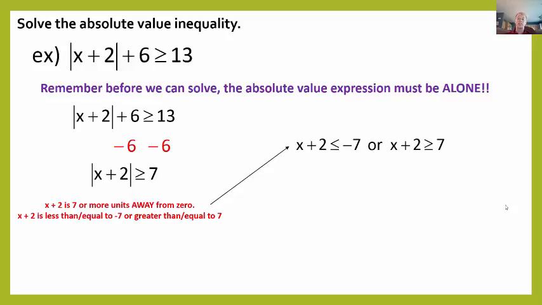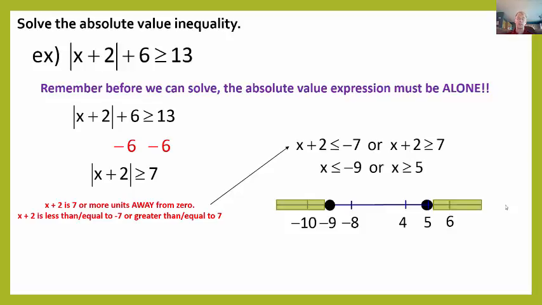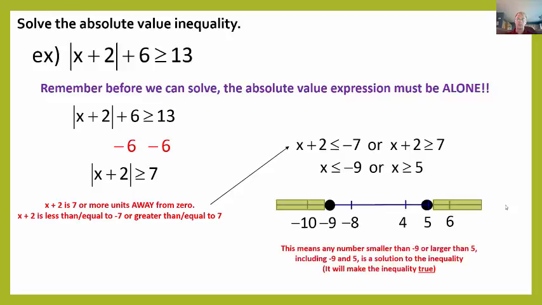And since we know that that's a union situation because it's a greater than symbol, we're going to be dealing with an or, right? So x is less than or equal to -9 or x is greater than or equal to 5. We can graph the solutions, and any number smaller than -9 or bigger than 5, including -9 and 5, will make the original inequality that we started with way back up at the top true.